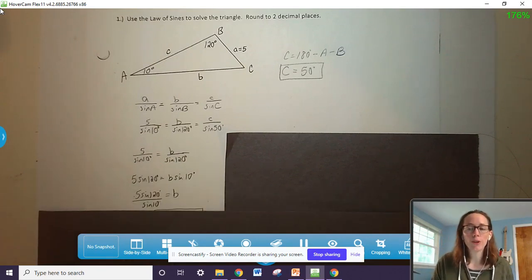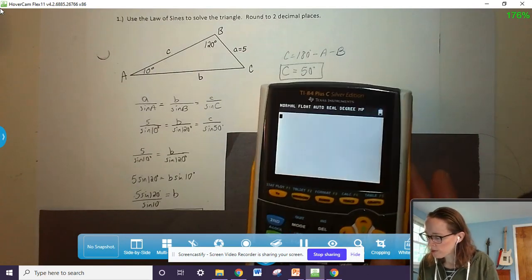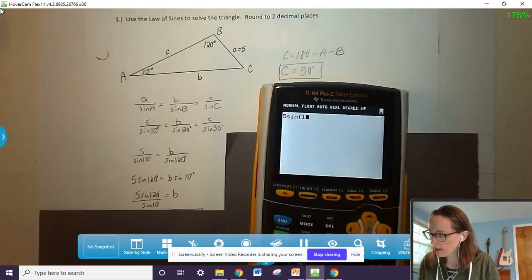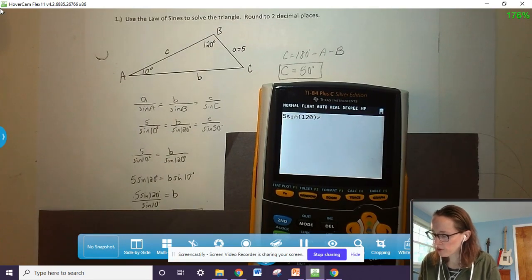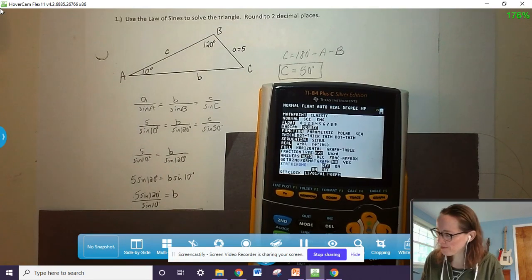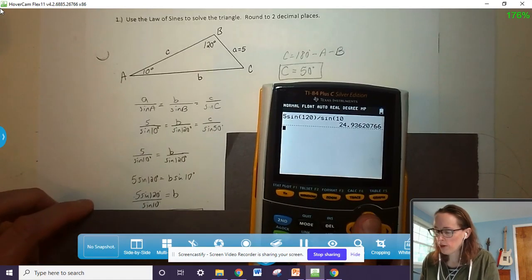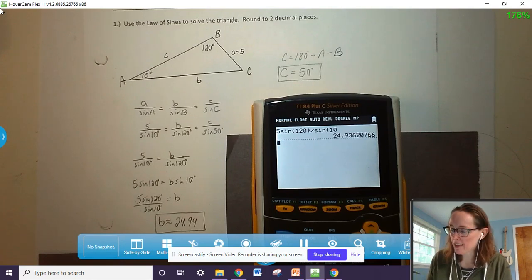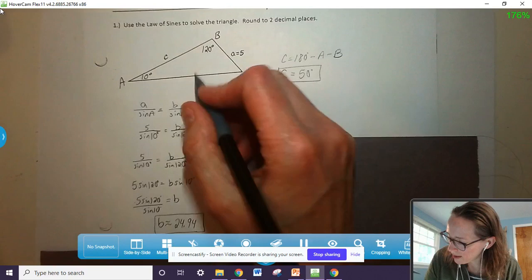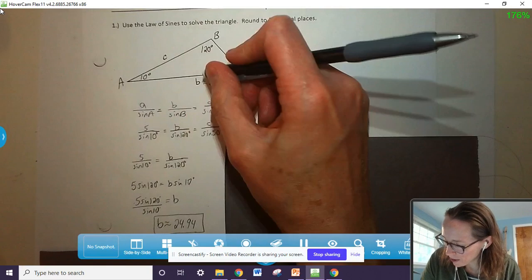Take a moment and put that in your calculator, because the calculator can be the hardest part on these problems. When you put the 5 times the sine of 120 in your calculator, you have to make sure you close the parentheses before you divide by the sine of 10 degrees, and you have to make sure you're in degree mode. If you do that, you should get 24.94. I rounded to two decimal places because the direction said so. Remember not to put degrees on that one. That's a side length, so the side length here is 24.94. Don't put degrees. It's a really common mistake that I see pretty often.